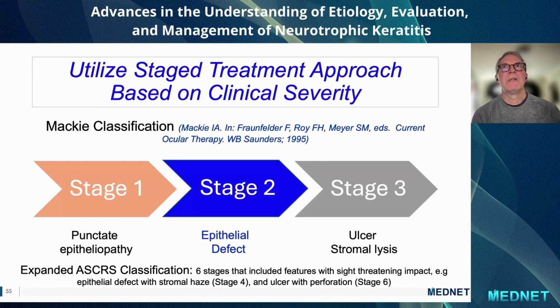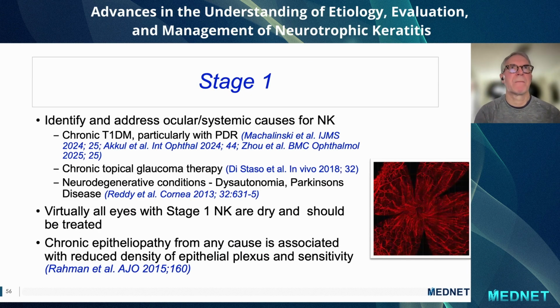I recommend using a staged treatment approach based on the clinical severity that Walter talked about. He mentioned 2 different classification schemes, the Mackie classification, this scheme that's been around for about 30 years, and then the more recently expanded Ascaris classification that includes an epithelial defect with stromal haze in stage 4 and ulcer with perforation in stage 6. So stage 1 that Walter mentioned looks like dry eye when there's punctate epitheliopathy, then stage 2 when the patients develop an epithelial defect, and finally stage 3 when there's a stromal ulcer and stromal lysis and even can lead to corneal perforation.